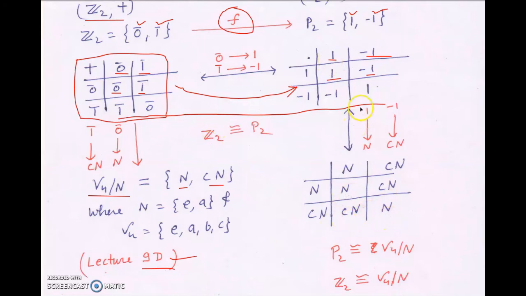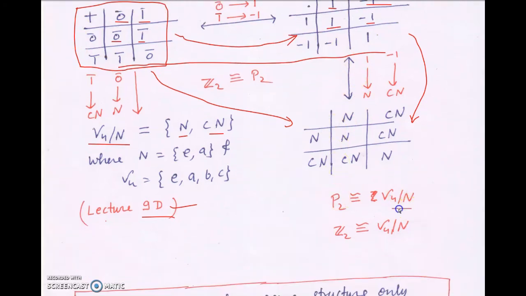So as you can see here, if you replace 1 by N and minus 1 by CN, then this table will become this table. And similarly, in this table, if you replace 0 bar by N and 1 bar by CN, then this table will become this table. So it simply means that these two groups are isomorphic and similarly these two groups are isomorphic. So all the three groups are isomorphic to each other.